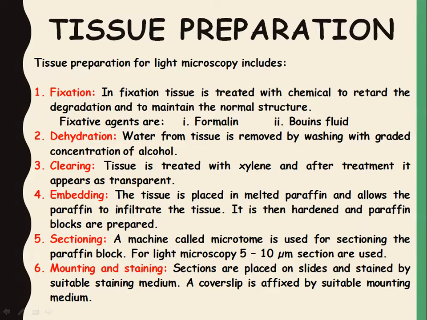Fifth one is sectioning. A machine called a microtome is used for sectioning the paraffin block. For light microscopy, 5 to 10 micrometer sections are used. Sixth one is mounting and staining. Sections are placed on a slide and stained by a suitable staining medium. A coverslip is affixed by a suitable mounting medium.